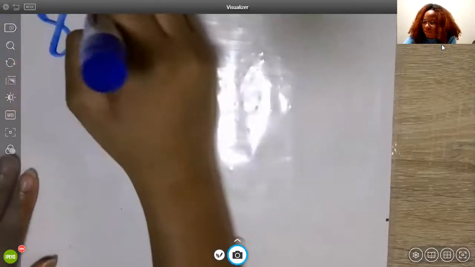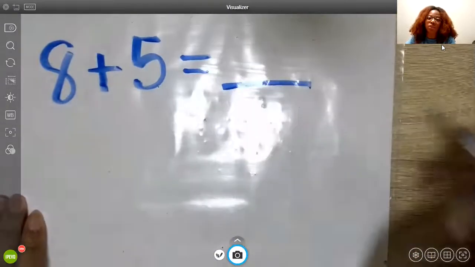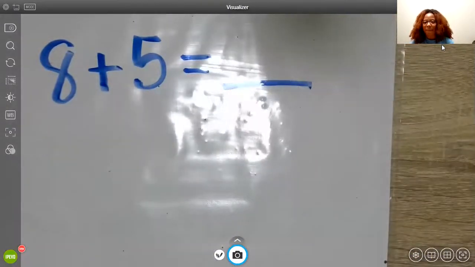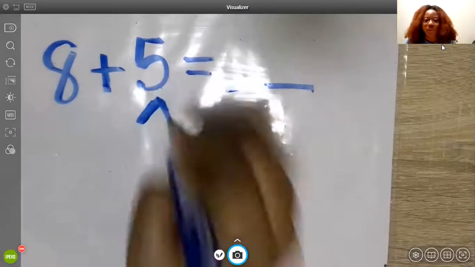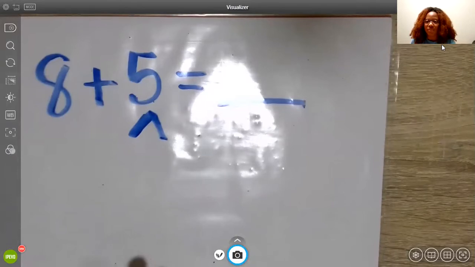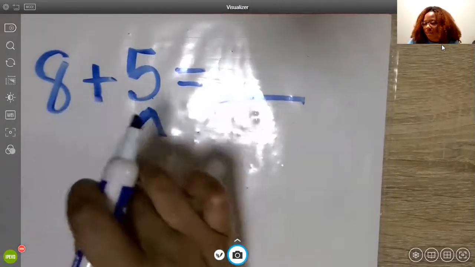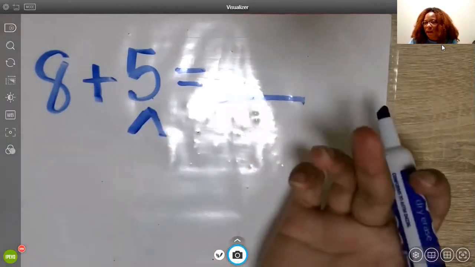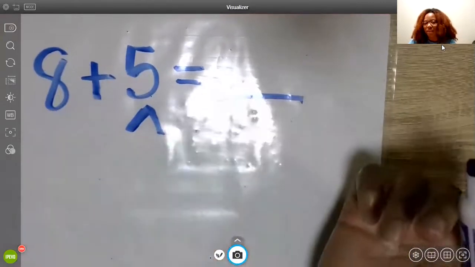My next number sentence is 8 plus 5 equals blank. What do you think I should do? I heard someone say I'm going to break down a 5. I am going to break down my 5. What will I break it down into? Someone said 1 and 4, but I'm not going to break it down into 1 and 4, because then if I add 8 plus 1, that will equal 9. But remember, I want to make 10. So how many more does 8 need in order to make 10?